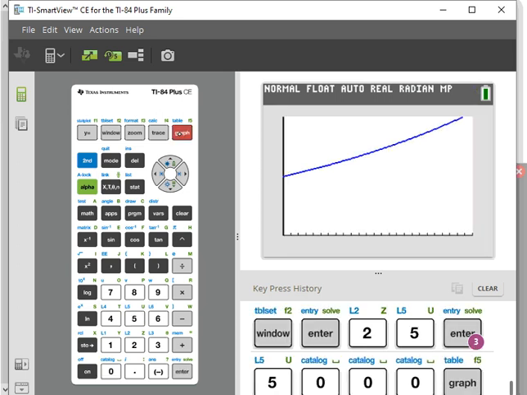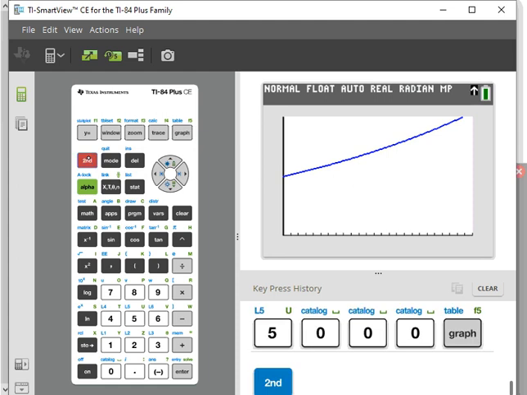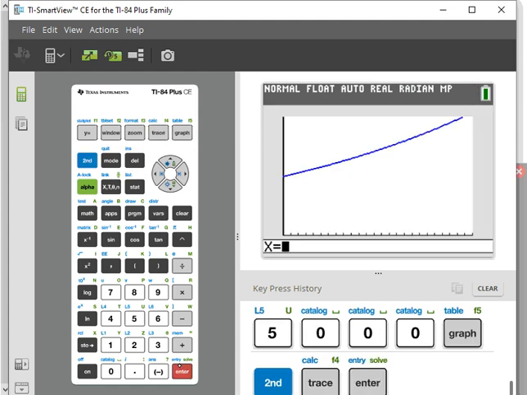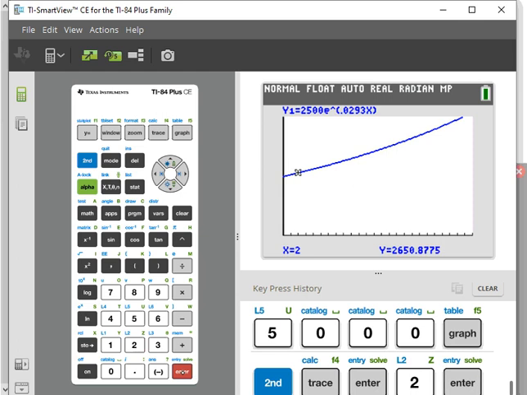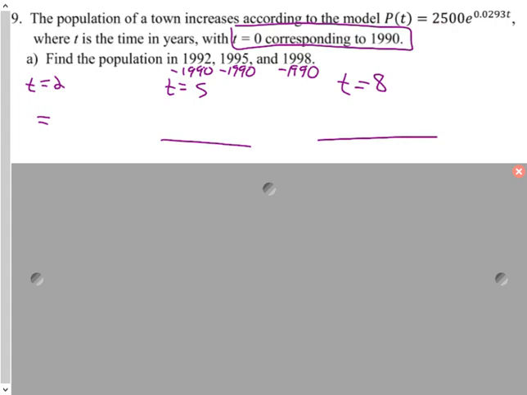Okay, so graphing it, we can kind of see a little bit there. And so then we're doing second calc for trace value at year 2. We have 2650.87. Well, it doesn't make sense to have 0.87 of a person. So again, we're just going to round that up, so 2651. And again, having calculated this out ahead of time, same thing with the other 2 numbers, 2894 and 3160.